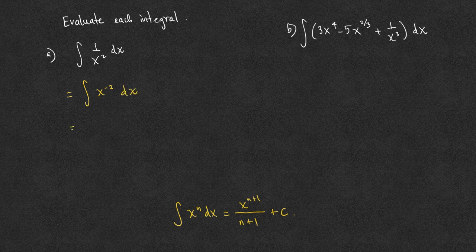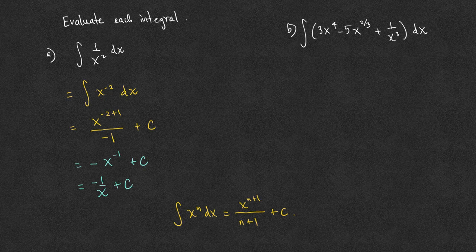And so, using the power rule, we add 1 to the power and divide by the new power. Negative 2 plus 1 is negative 1, so we need to divide by negative 1. Don't forget a plus c. So the answer is negative x to the negative 1 plus c, or simply negative 1 over x plus c.